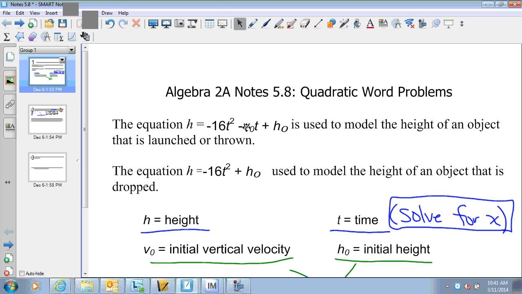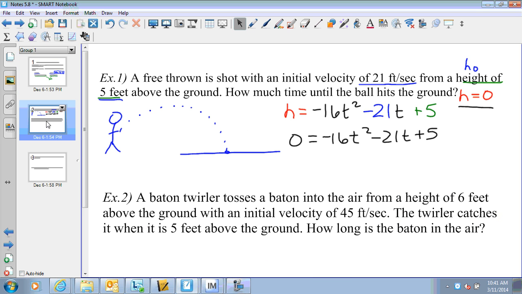Guys, do my notes have a typo? Is it plus v sub 0 or minus v sub 0? Then I have a typo on my notes. I'm sorry. Thank you, Keisha, for bringing that up. That's all I needed to know. This should be plus 21.